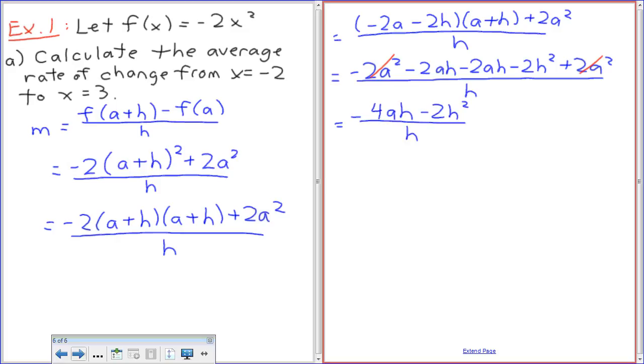Okay, why are we really excited? Because you can cancel out the h's and get rid of the denominator.